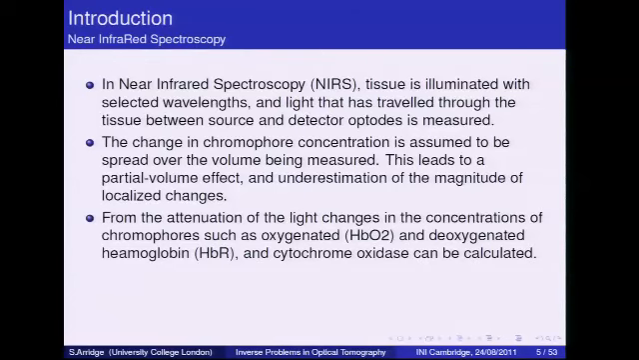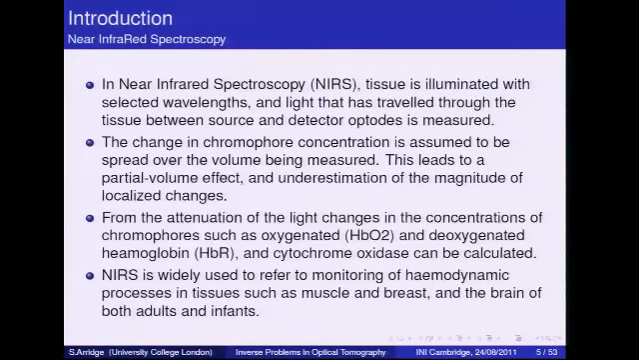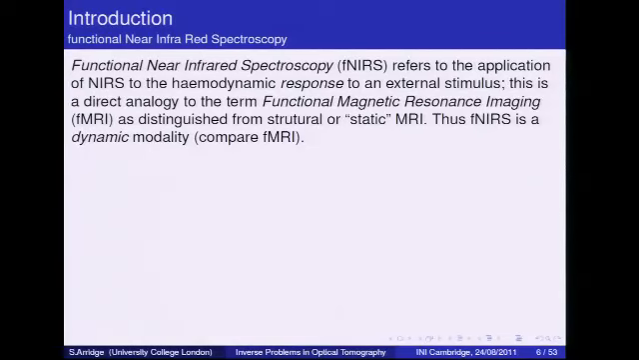Nevertheless, people use this in a very simplistic way and relate just this single channel, this continuous measurement of multiple wavelengths of light, to illustrate changes in oxygenated and deoxygenated hemoglobin and other tissues. And it's widely used to monitor hemodynamic processes, muscle, breast, and brain. And so what's called functional near-infrared spectroscopy is one of the armory of techniques in functional imaging. It's analogous to functional magnetic resonance imaging, in that you provide a stimulus and you measure a response.